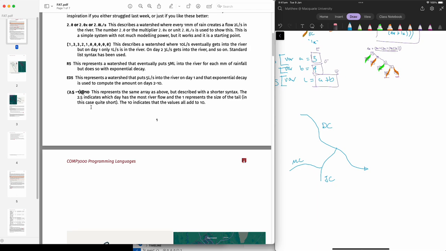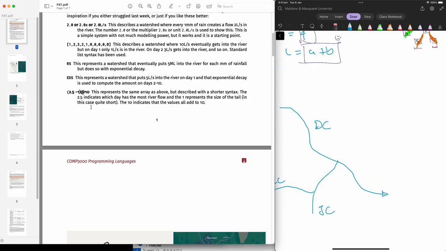So in this case, I said the literal form isn't just a single multiplier, right? I said if 1 millimeter of rain falls, then that probably leads to a certain amount on day 1, another amount on day 2, another amount on day 3, and so on and so forth. But I used a special format for that. In this case, I wrote 2.5 tilde 1 at 10, which was my way of representing an array where the biggest number was at index 2.5. It didn't have very much spread, just 1, and the numbers added up to 10.